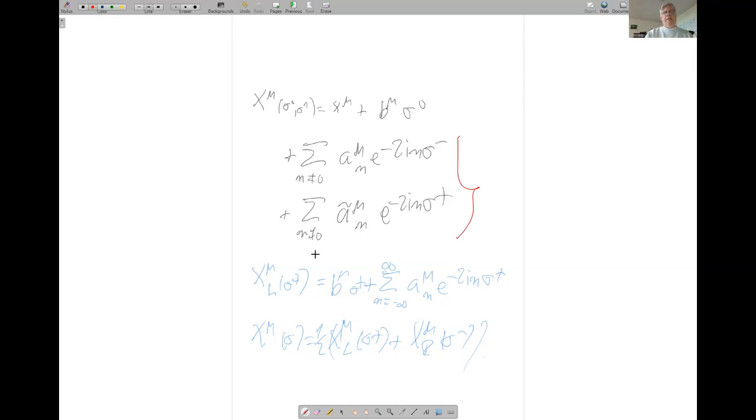Here I've taken out the constant mode and written it separately. And the only point where we need to be a bit careful is that a term linear in sigma 0 is also allowed, because it's linear in sigma 0, so it satisfies the two-dimensional wave equation. And for sigma 0, we don't have any boundary condition to impose. A linear term in sigma 1 would solve the equation of motion, but it would violate our periodic boundary condition.